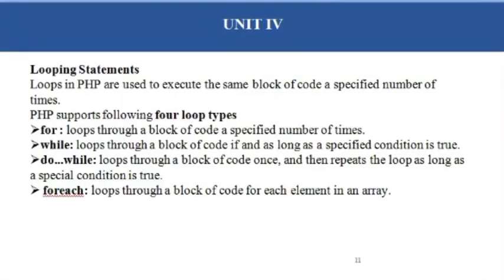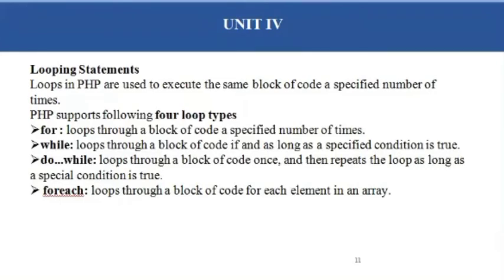For means there are three parts inside the for loop. First initialization, next we set the condition, and third is either increment or decrement. That is the for loop. While means we just test the condition. If it is satisfied, meaning true, only then is the block of code inside executed. Do while means whether the condition is true or not, the block of code will be executed at least once. That is do while.